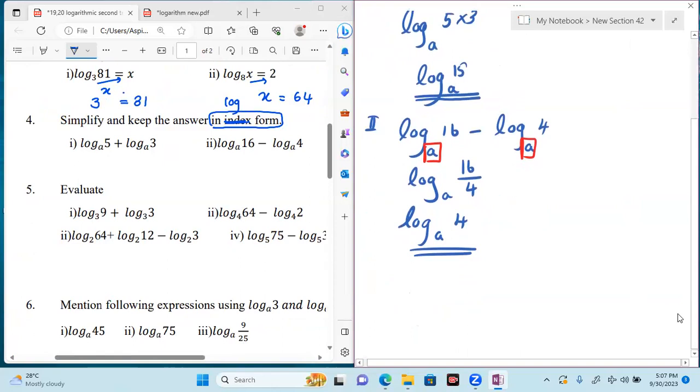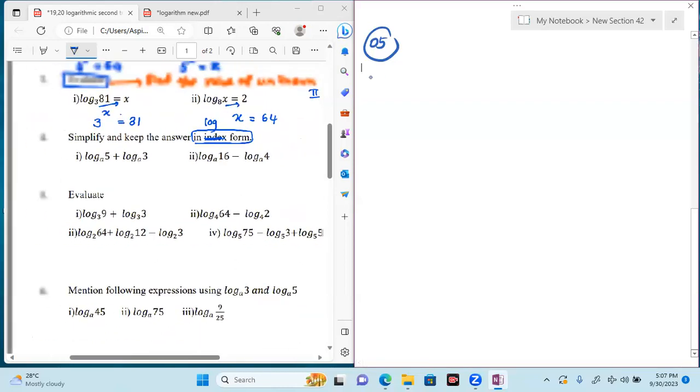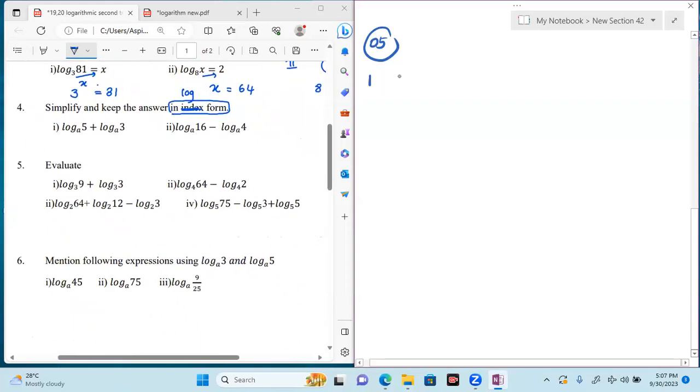Let's see the evaluate, the fifth question. Also it is given you to evaluate. Evaluate means you have to find the answer for this log expression. Okay, then the first one, logarithm of 9 to the base 3 add logarithm of 3 to the base 3.